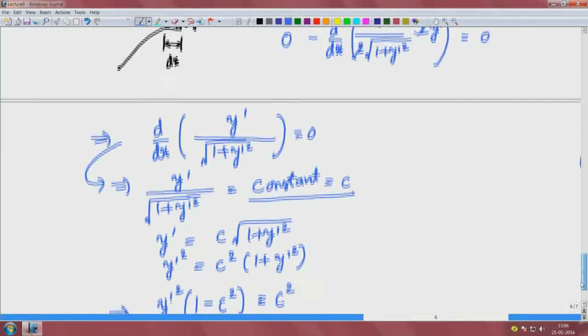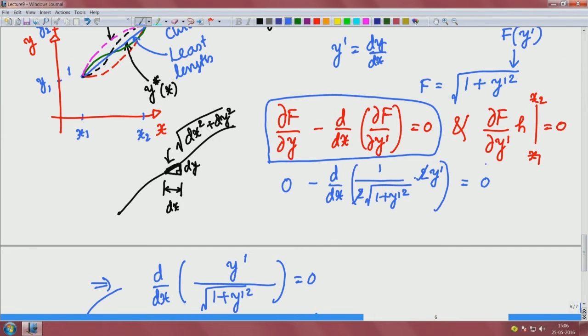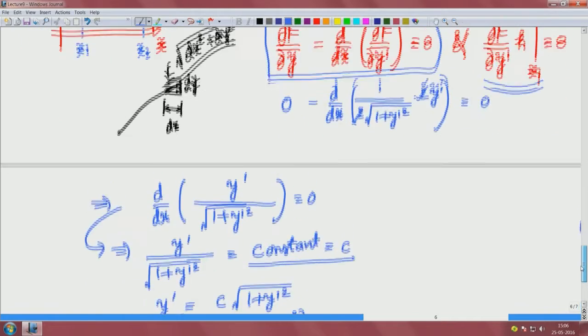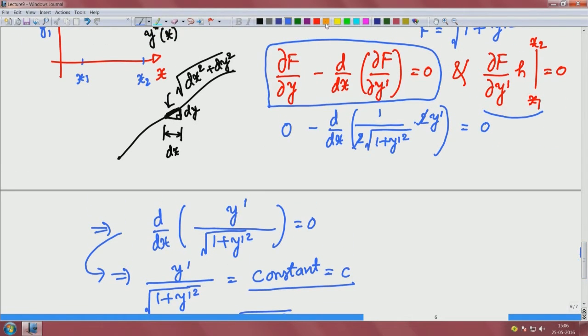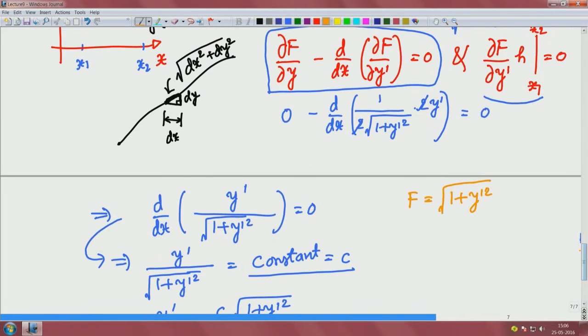Okay. Now, let us also look at the boundary condition, that is this part. Let us consider again, note that the f that we have here is square root of 1 plus y' square. Now, what this boundary condition is saying is ∂f/∂y' times h. So, if we do that, what we get? We had just done it here. So, this ∂f/∂y' is actually this.